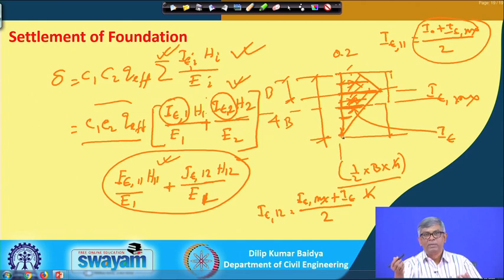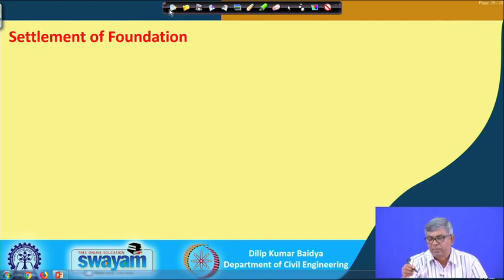If it is any number of layers, suppose in between there are number of layers, then you have to divide this triangular area and this area into more number of parts. So, that is the thing I will try to show by this problem.